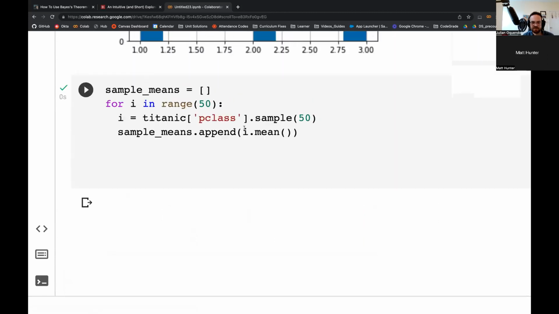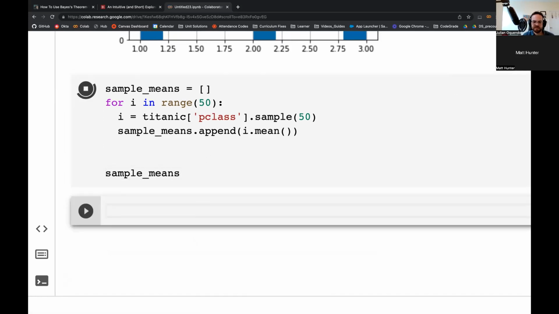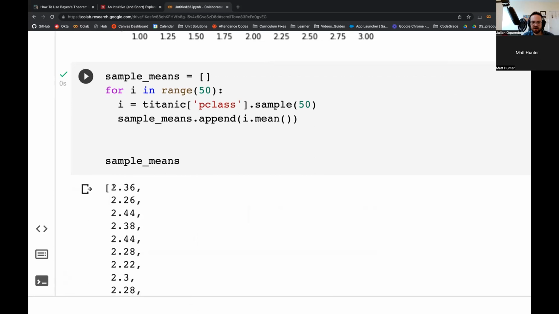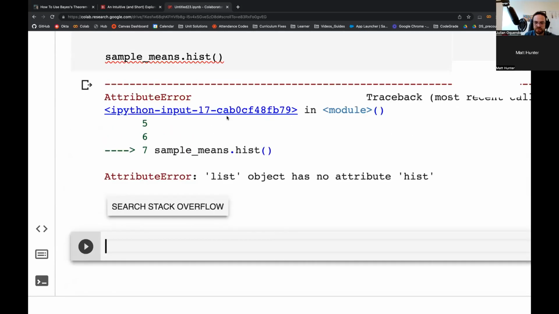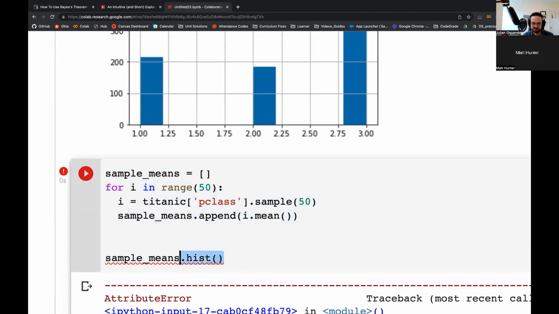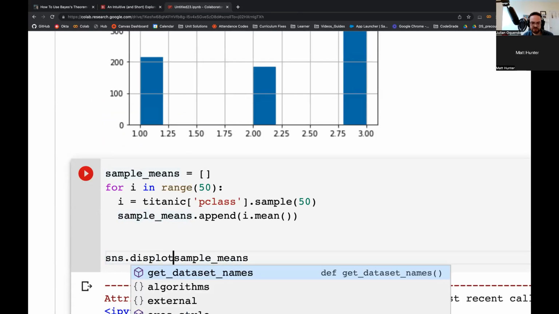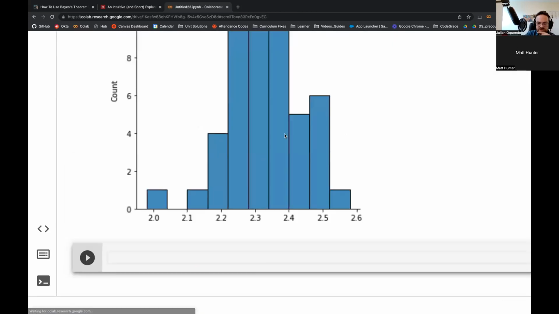Let's go ahead and run that. Let me just make sure that this looks appropriate. I'm going to run it twice. So if I take my sample means, these are all of the averages of all of the samples that I've taken from this value. So if I take a histogram of those sample means, it's not going to work because it is not a pandas object. So instead, I'm going to use the Seaborn distribution plot, which is pretty much the same as the histogram, and run a distribution of those values.